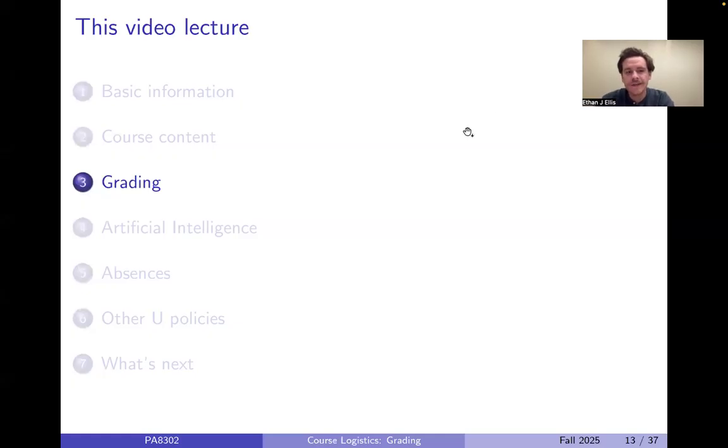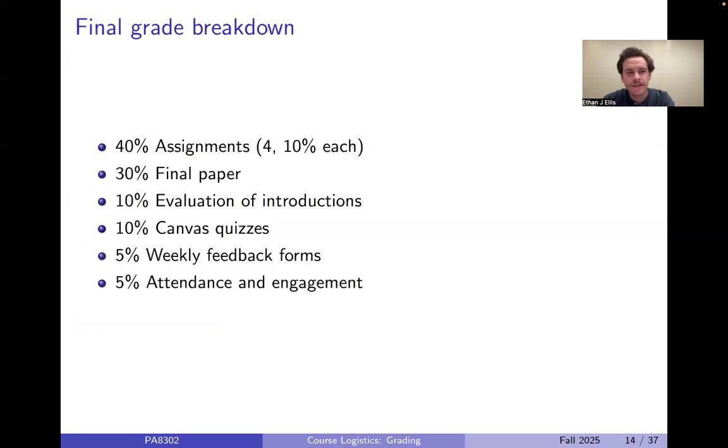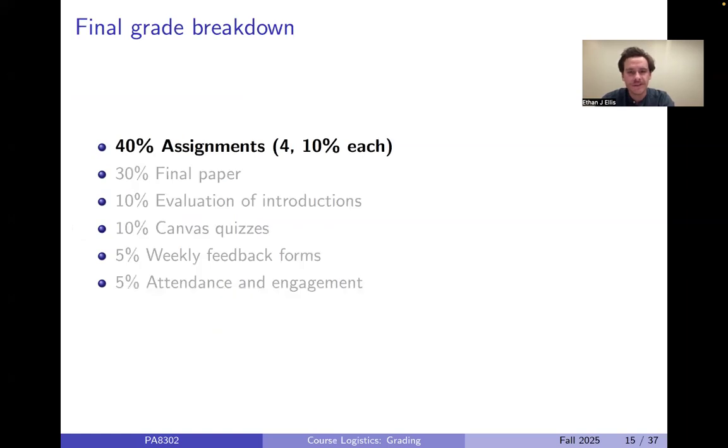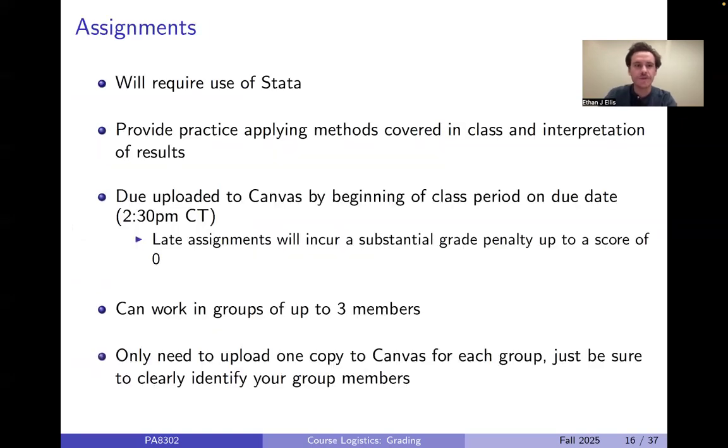Alrighty, moving on to the all-important grading section. There's going to be 6 different ways for you to earn points throughout this course, and I am going to go through each of those one by one. So first, assignments. There's going to be 4 assignments, each worth 10% of your total grade, totaling up to 40%.